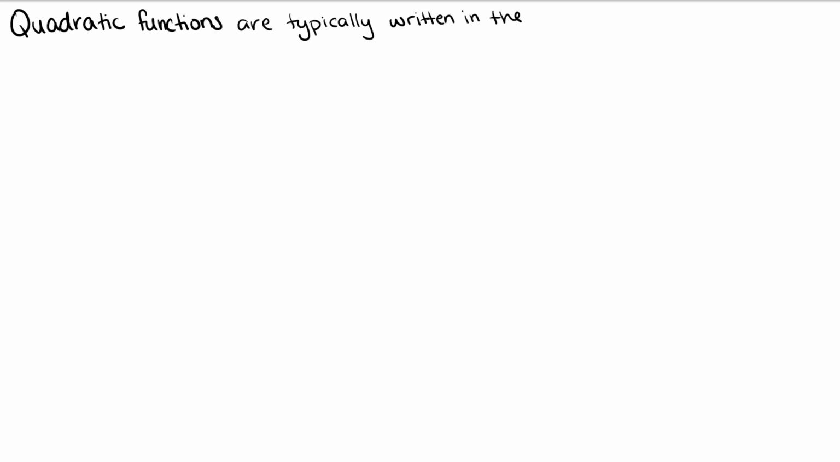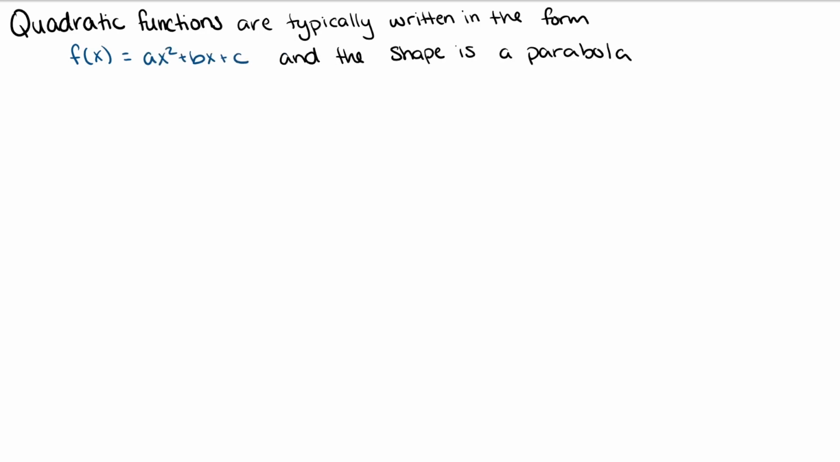In this video, I'm going over all the different features of our quadratic functions and how we can use that to graph our quadratics. So what is a quadratic function? This is a function typically written in the form f(x) = ax² + bx + c and has a shape of a parabola. We can use these different features or characteristics of these functions to solve problems.